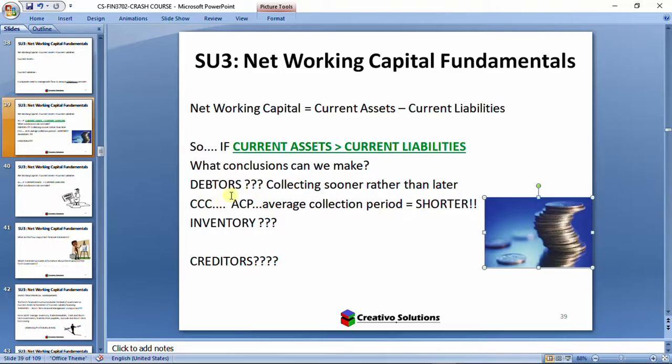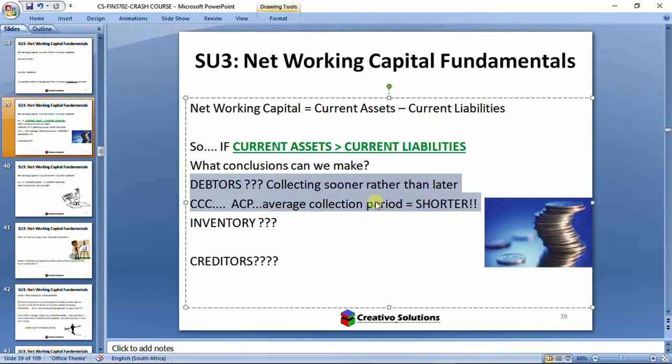Triple C will always come up, and they might even give you theory questions relating to it. They might say, calculate triple C, calculate ACP, work out AAI. AAI is the average age of inventory.